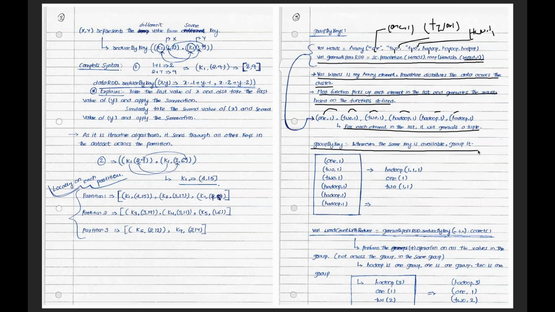Awesome. Like that, group by key means if you have the same key, simply group them up. How are we grouping them up? See, I got Hadoop 3 times, I got 2 times, I got 1 time. So 1 comma 1 comma 1, 1, 2.